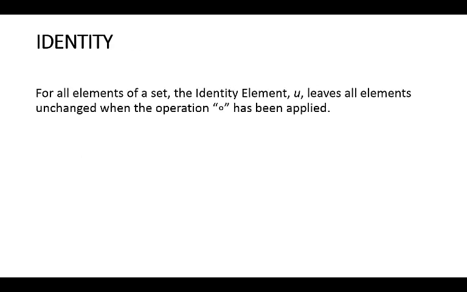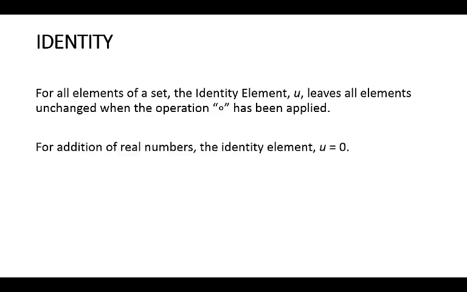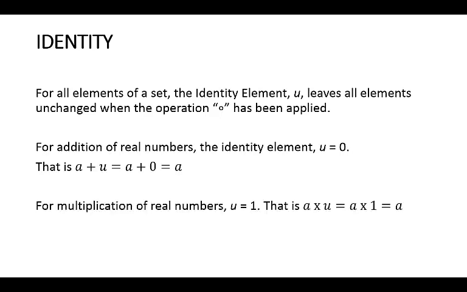Identity. For all elements of a set, the identity element, which is normally indicated with the letter U, leaves all elements unchanged when the operation has been applied. For addition of real numbers, the identity element U is equal to 0, because if we add 0 to any real number, we get that same real number. For multiplication of real numbers, U, the identity element, is equal to 1, because any real number that we multiply by 1 will give us that same real number.